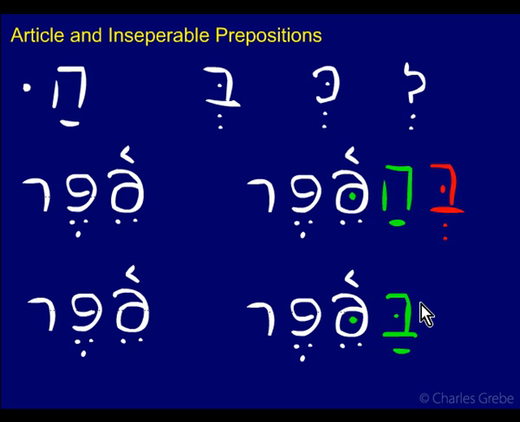So if you want to know what the inseparable preposition plus the article looks like, just replace he with one of these, and you'll have it. Sefer, ha sefer, and ba sefer. Now without it, just to be complete here, without the article, it would look like this. B sefer. No dagesh forte, and you'd have the shva. So in terms of pronunciation, ha sefer, ba sefer, ka sefer, la sefer. That's what's going on. Pretty straightforward, really.